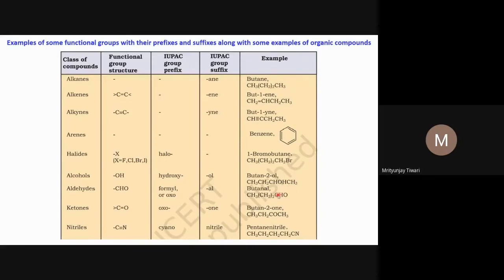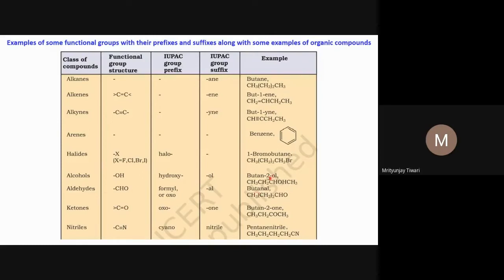So the numbering for CHO always contains the carbon atom of the CHO group, and so there is no possibility of position isomers with this name, and so we don't write the position. So it is butanol, propanol, pentanol, hexanol. It will always be like this.